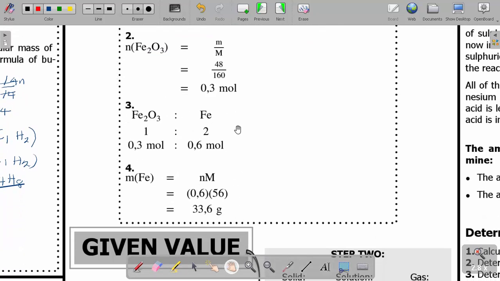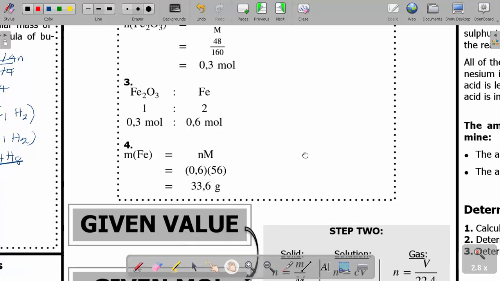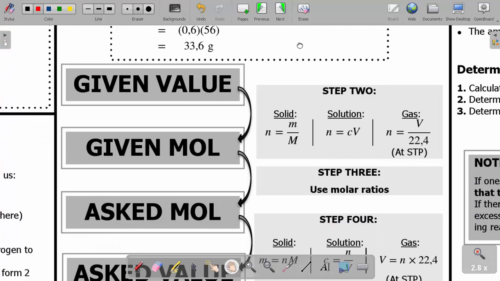After getting the moles of iron, 0.6, what do we do? I'm looking for the mass, so I know that mass equals moles times molar mass, because we said that number of moles equals mass over molar mass. So if you make m the subject of the formula, it gives you m equals n times molar mass, which gives us 33.6 grams.